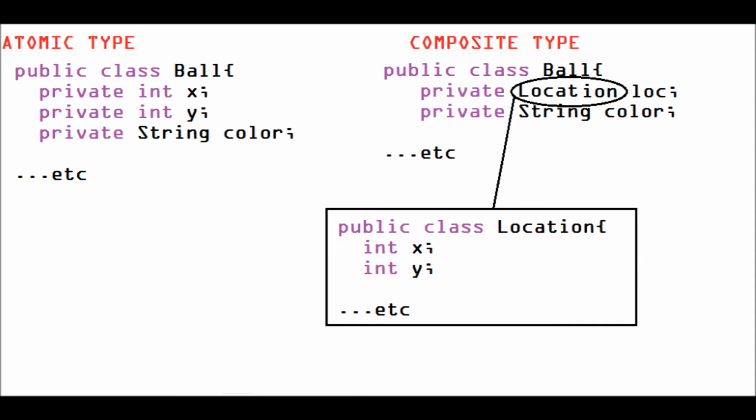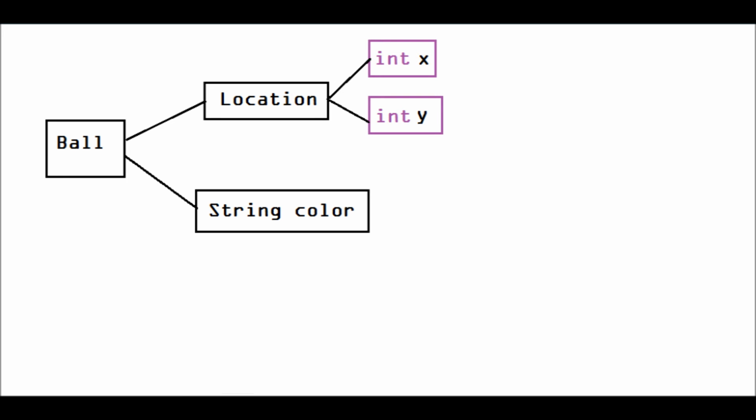Now you can see here the composite type ball class still has a primitive variable in there. It has private string color, and it can have an integer, and it can have primitive type variables as long as it has at least one other class in there, another type that's not a primitive, then that is a composite object. And here's how we visualize it.